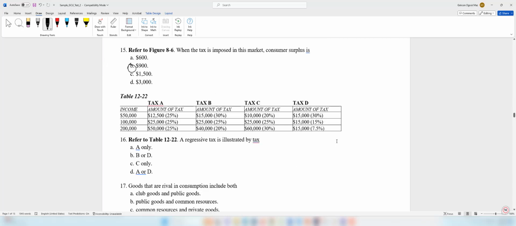Question 16 is about regressive tax. A regressive tax is a tax rate where you pay less when you have more income. So this is proportional tax. This is progressive tax. This is regressive. And this is regressive. Why? Because the percentages are going down. So therefore, the right answer is A or D.